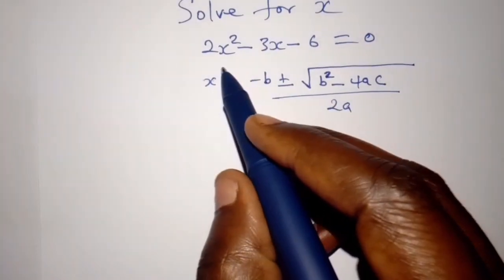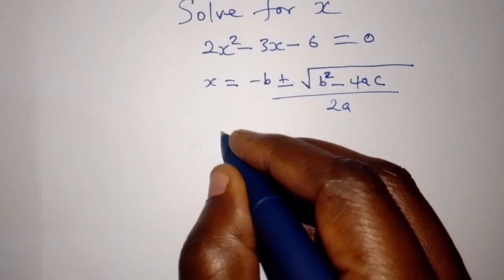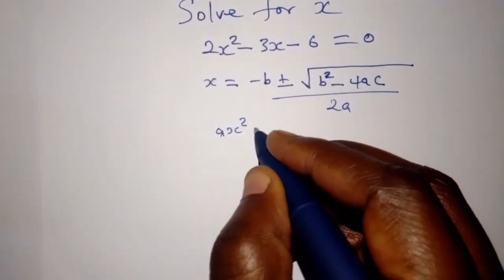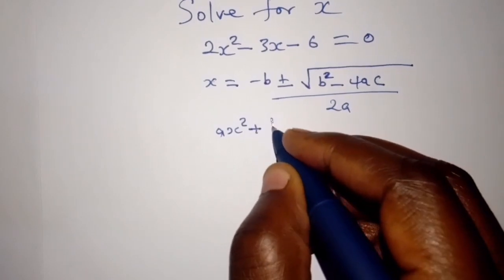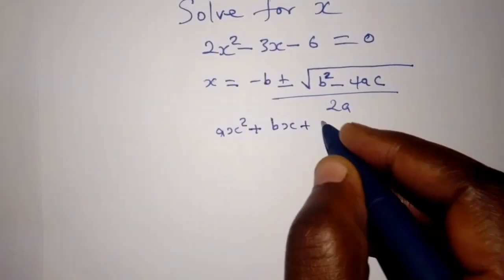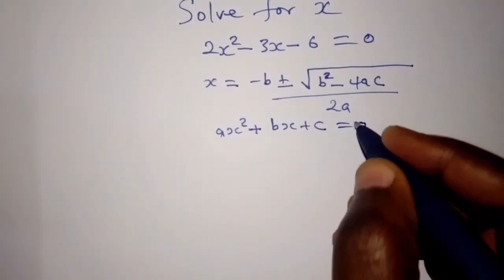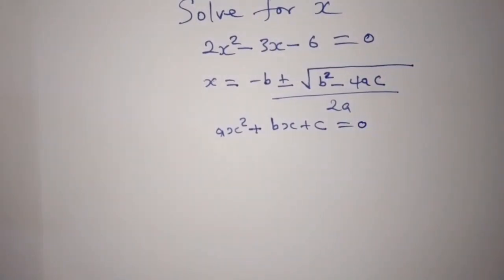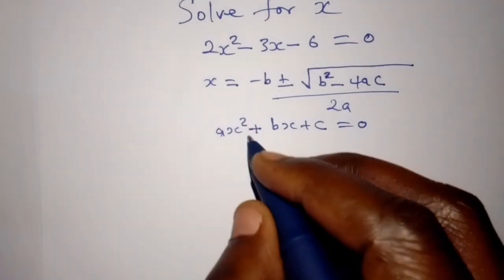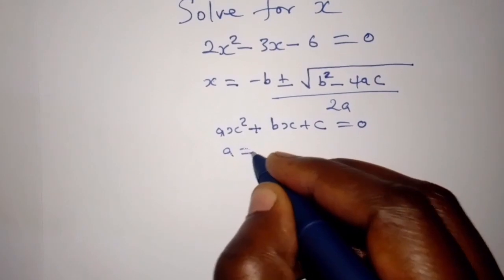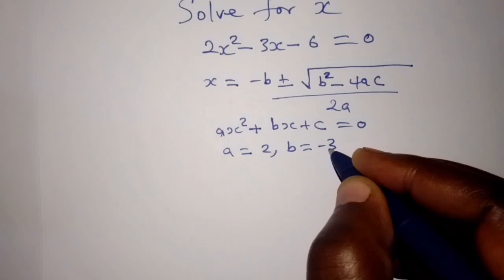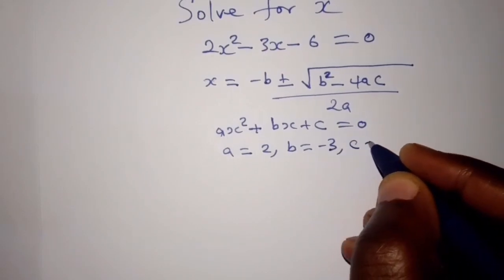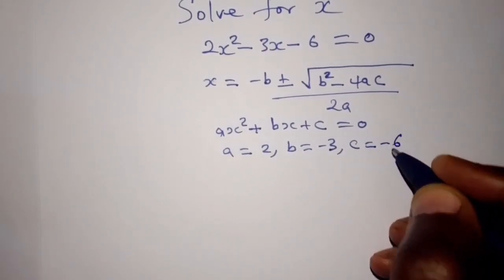Then we can write this equation in the form ax² + bx + c = 0. ax² + bx + c = 0. Then our a is 2, our b is negative 3, our c is negative 6.